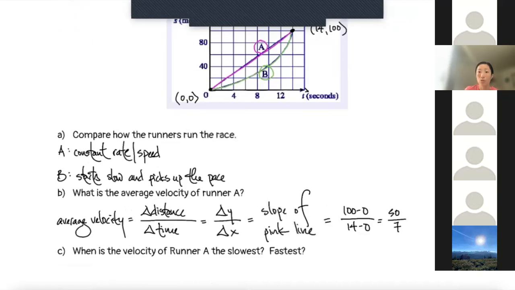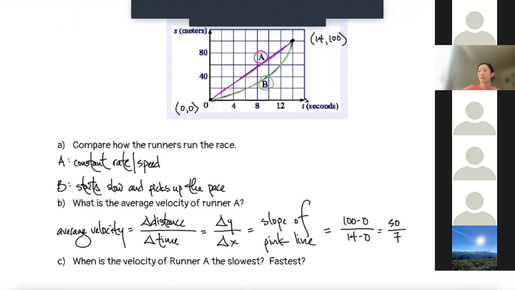And what are the units for this velocity? Meters per second, thank you. And Matt, I know you've been putting the units in there with it. I just wanted to make sure that we were all okay with what the actual units are for this, okay? So when we say average velocity of runner A, we just plug in our y2 minus y1 over x2 minus x1, simplify, we get 50 over 7 meters per second, okay?